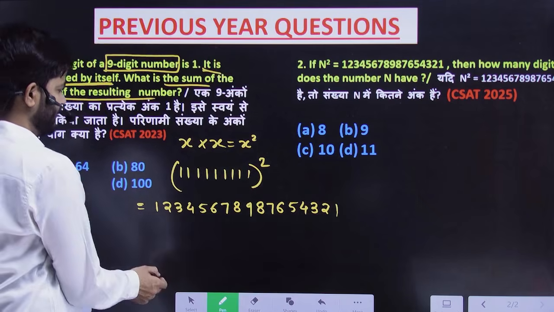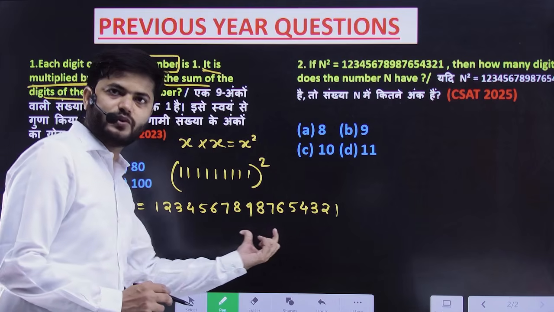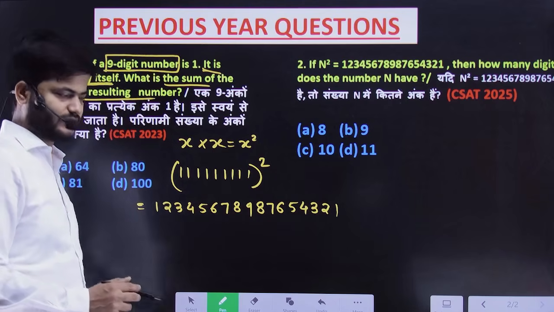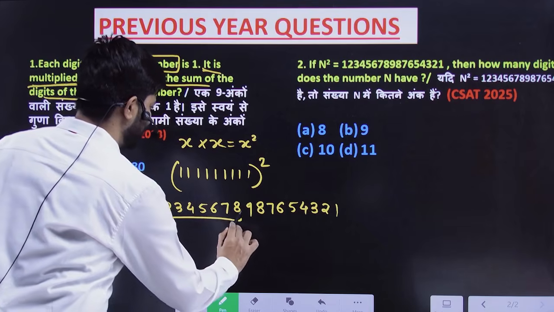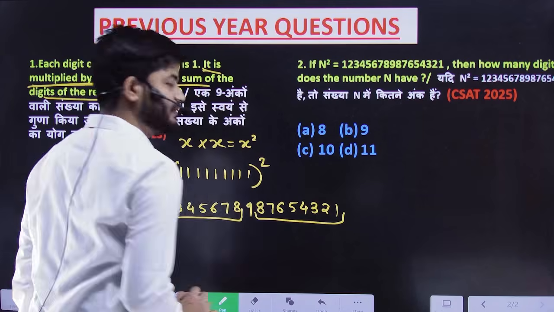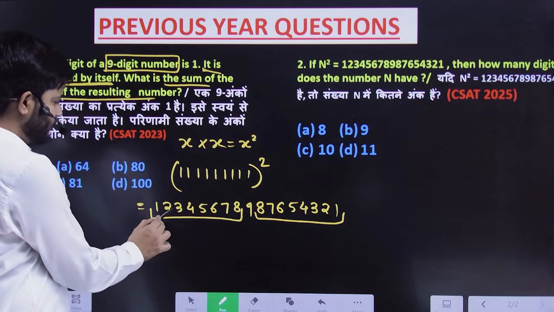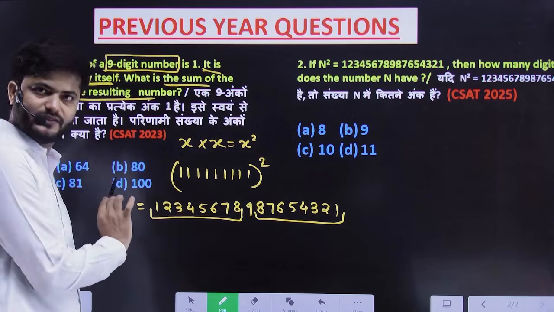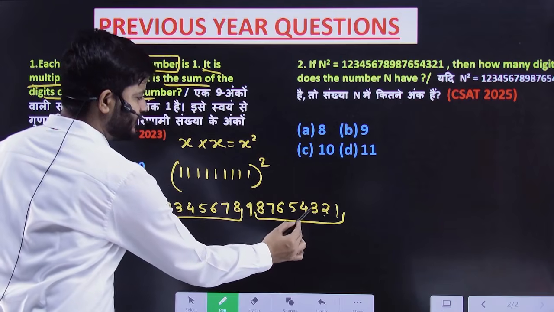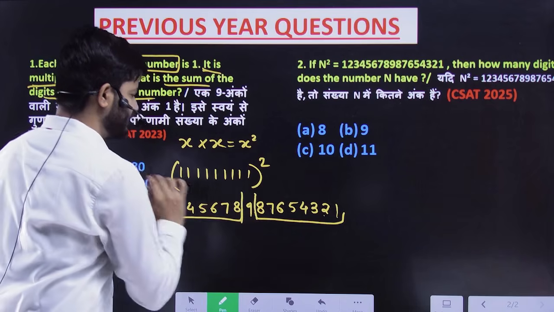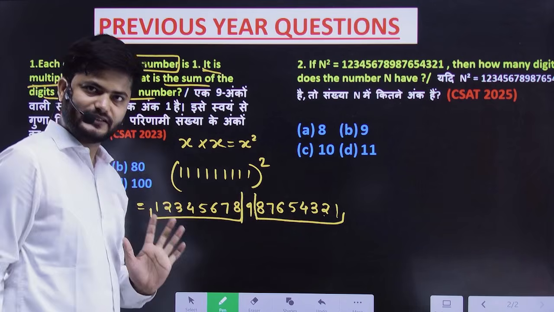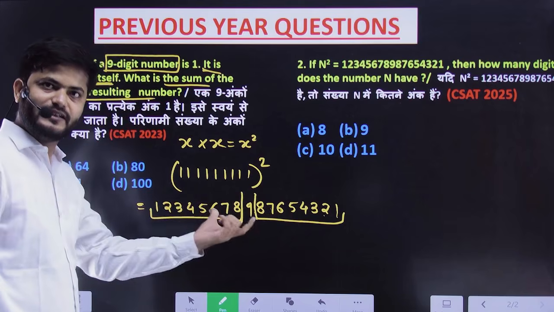Now see, the sum of the digits of this number is what? Add this. See here, the sum of this part and the sum of this part will be the same, because this is 1 2 3 4 5 6 7 8 and this is also 1 2 3 4 5 6 7 8. This part and this part are the same, so their sum will be the same.